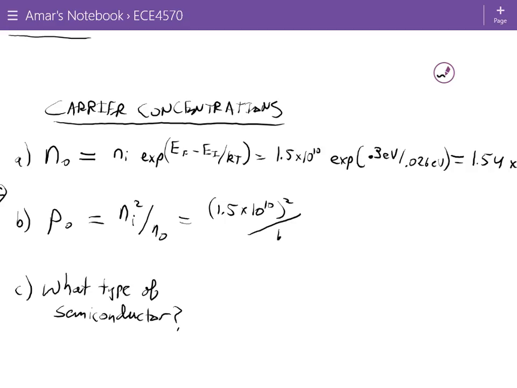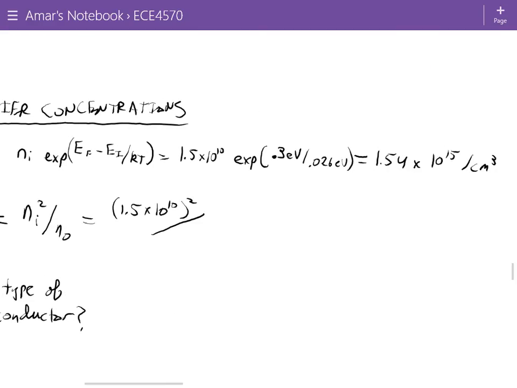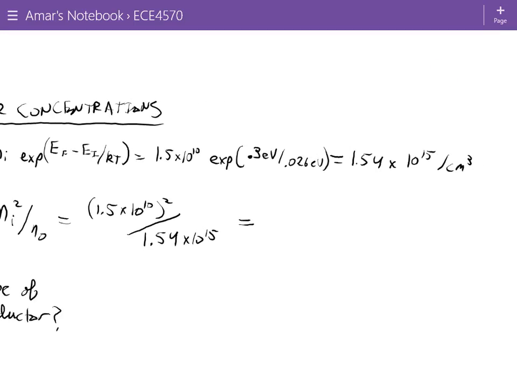Okay, so ni squared is 1.5 times 10 to the 10. We square that and divide by the n0 we just calculated in the previous part, 1.54 times 10 to the 15th. Can someone with a calculator help me out with this? 1.462 times 10 to the 5th.